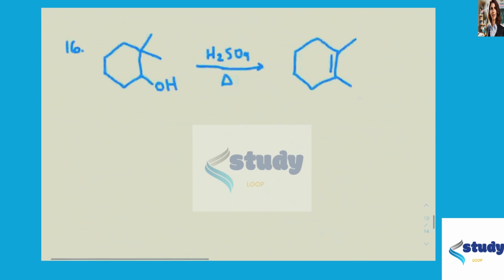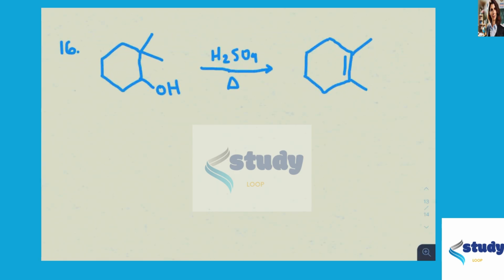Okay, this problem is asking us to propose a mechanism for each of these reactions. So let's go to the first one. This one we have a secondary alcohol. We know it's a secondary alcohol because the carbon in which my alcohol is attached to is connected to two other carbons. Okay, we're transforming that secondary alcohol into this tetrasubstituted alkene.